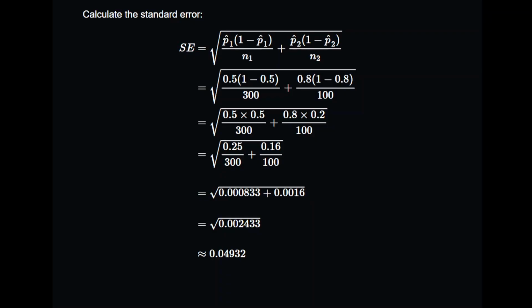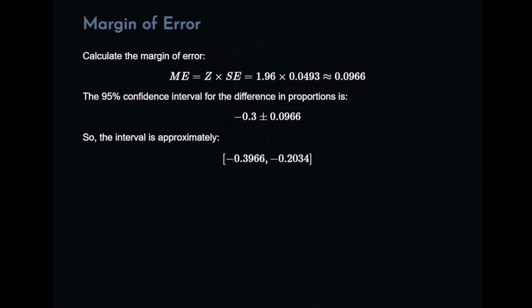So we end up with the square root of 0.000833 plus 0.0016, and we get the square root of 0.002433, and that ends up as approximately 0.04932. Okay, so rounding error comes into this a lot. So if you get a number that's close to that, which is approximately about 5%, 0.04932, that's good enough. Okay, so the margin of error is the quantile times the standard error.